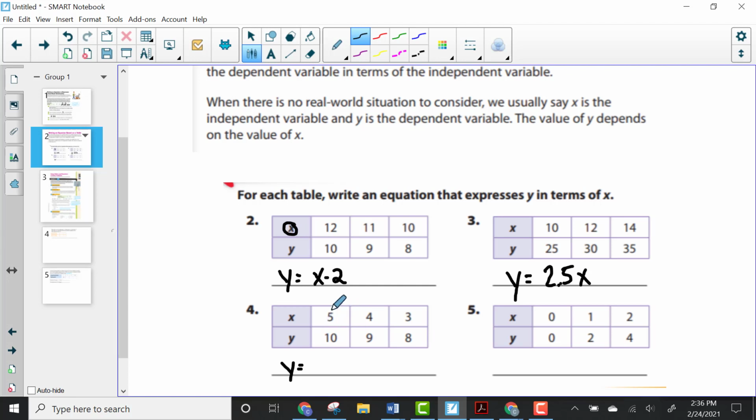What would not work is multiplying it by 2. 5 times 2 is 10. That may work for the first one, but remember, it has to be for the whole entire table here. So I have Y equals, and what's happening to X in order to get it to 10? X plus 5.